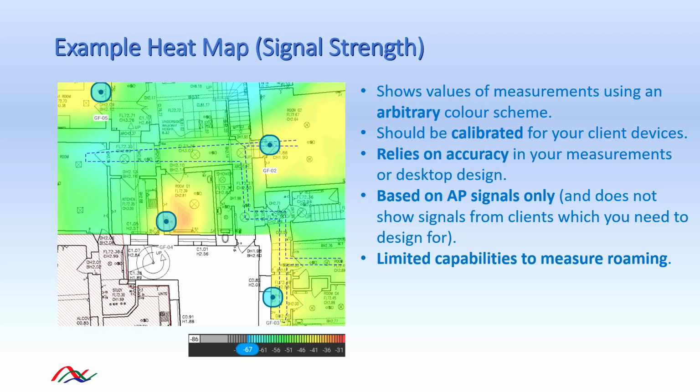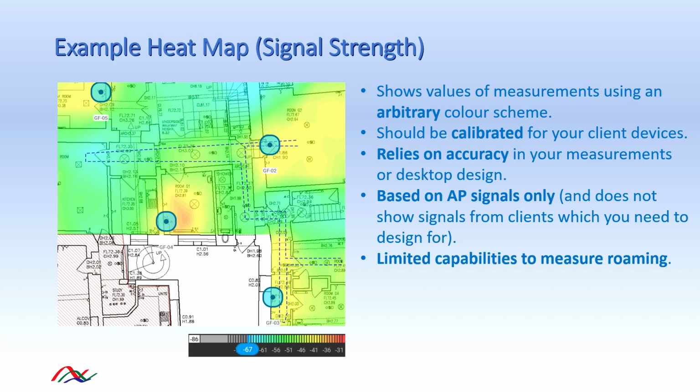So this is a heat map. It shows the expected Wi-Fi design measurements for client devices, such as signal strength or the amount of signal above the noise level, the signal-to-noise ratio, with an arbitrary colour scheme and thresholds. These will be different for different clients, so one limitation of heat maps is how well they're calibrated to the target client device. Another limitation of heat maps is that they are totally dependent on the accuracy and granularity of the way in which the survey was taken, or a desktop model was built.